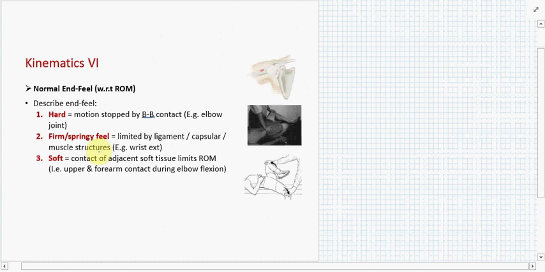Firm springy feels often is ligamentous, capsular, or muscular. So say, for example, you're measuring your wrist. When you take your wrist into complete flexion and you provide some overpressure, you can feel that springiness in that wrist. So that means it's a ligamentous and capsular restriction. And remember, tendinous attachments pass through the wrist, which gives you the muscular component to that as well. But that end feel is firm and springy, and when it's soft, it means contact of adjacent soft tissues might be limiting it. So for example, when you do forearm flexion, your forearm makes contact with your bicep, and that might be limiting range of motion. It's just a soft end feel, so it's normally your soft tissue structures that might be limiting the range there.